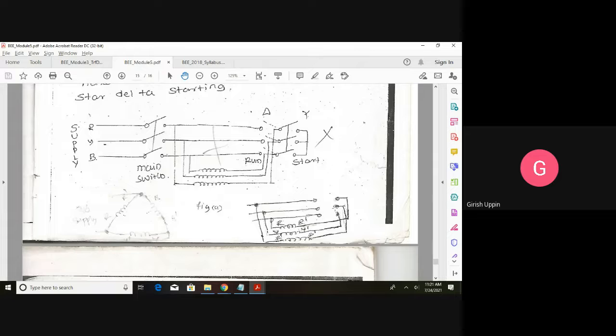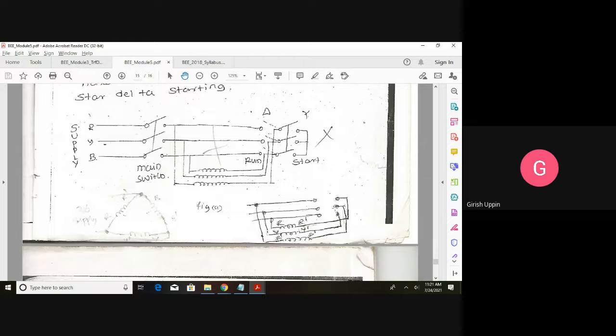Now, in this particular case, when we apply the three-phase supply, it creates a rotating magnetic field. EMF is generated in the rotor. Current will start flowing in the rotor. Because the resistance is very less, a huge amount of current will flow in the rotor conductors, which might damage the conductors. Because of the high current, we have to limit the initial current. One of the ways is to use the star delta starter.